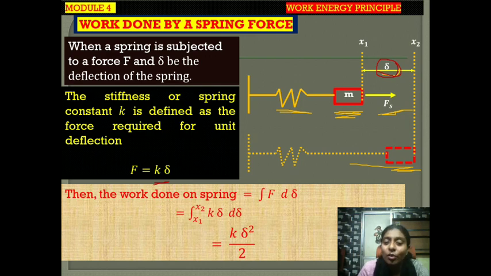Now the work done on the spring is force into displacement, so F into d delta. It is moved from x1 to x2. So the integration from x1 to x2, where F is k delta, into d delta, gives us k delta square by 2, that is, half into k into delta square. So this is the work done by a spring force. So we saw work done by a force, work done by the force of gravity, and work done by a spring force.